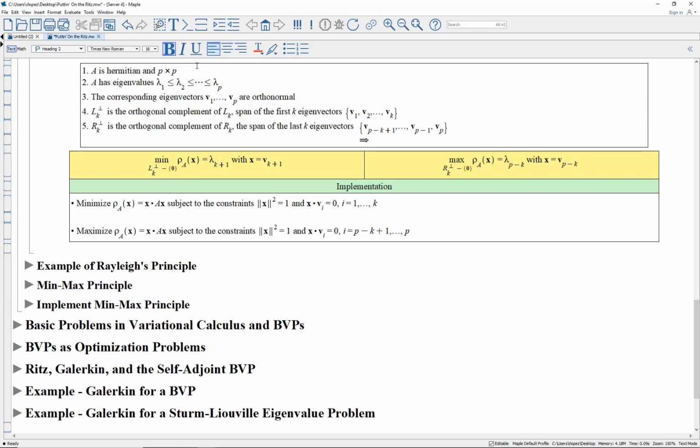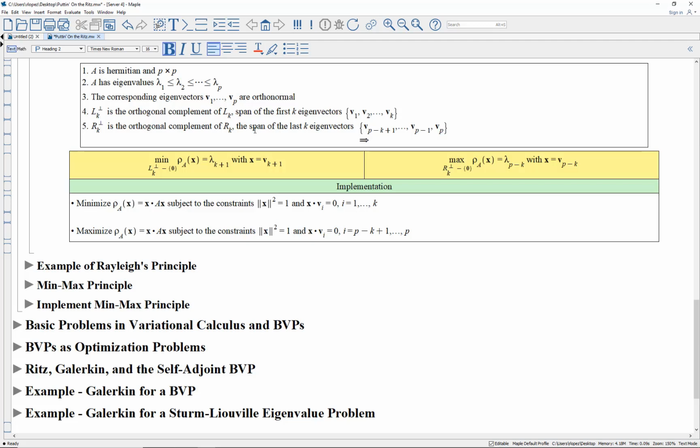Let A be Hermitian. It has eigenvalues that are real. You have p eigenvalues, and you have p eigenvectors, which you can make orthonormal. I mean, that's a fact about Hermitian matrices. Now, line them up in size order. Let LK be the span of the first k eigenvectors, and LK perp be the orthogonal complement. So that means that LK perp contains the rest of the eigenvectors. Okay, so LK has the first k, the perp has the rest of them.